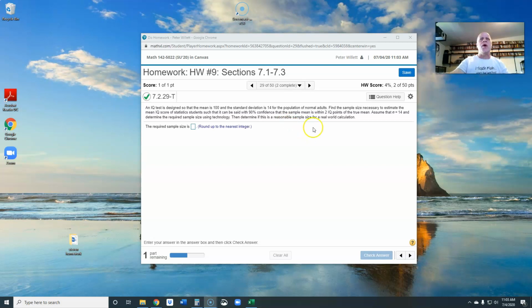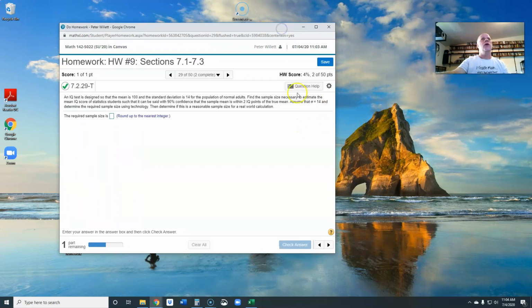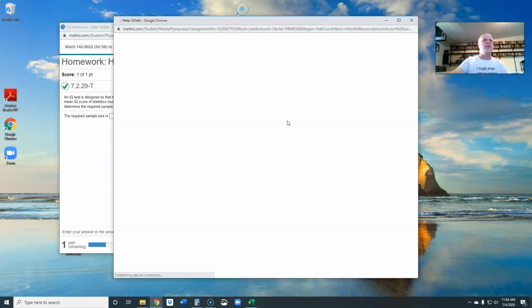So to summarize this problem, the goal of the problem is to determine a required sample size, and that's what the question asks for, rounded to the nearest whole number, to the nearest integer. And we are looking to find a mean value. So this is a mean value distribution, and we are assuming that we know sigma, which is the population standard deviation. So we can do this in StatCrunch. So I'm going to go to question help and go StatCrunch, so I can open up StatCrunch to help me do this problem.